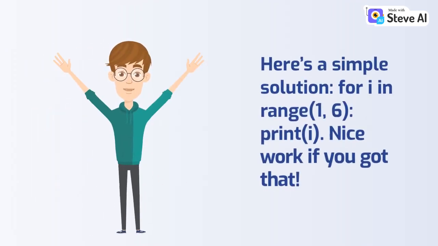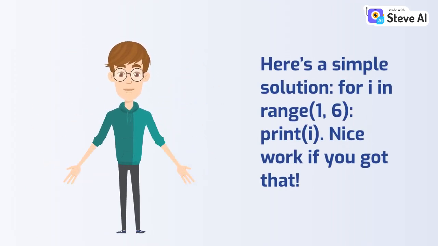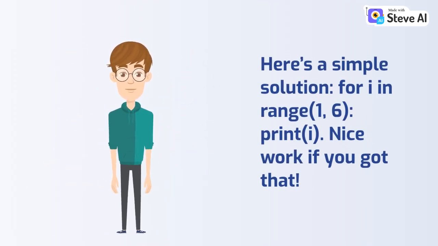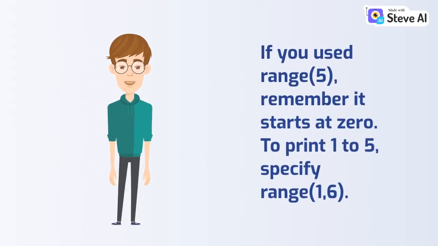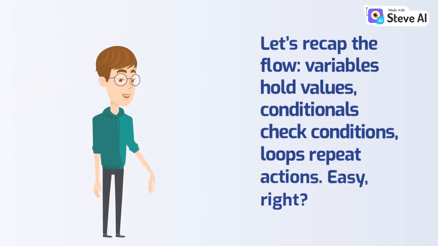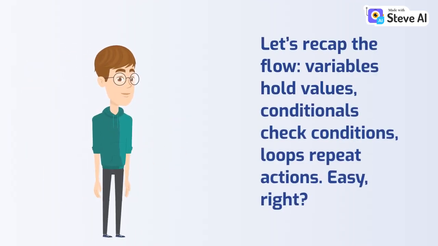Here's a simple solution. for i in range 1, 6, print i. Nice work if you got that. If you use range 5, remember it starts at 0. To print 1 to 5, specify range 1, 6. Let's recap the flow. Variables hold values, conditionals check conditions, loops repeat actions. Easy, right?